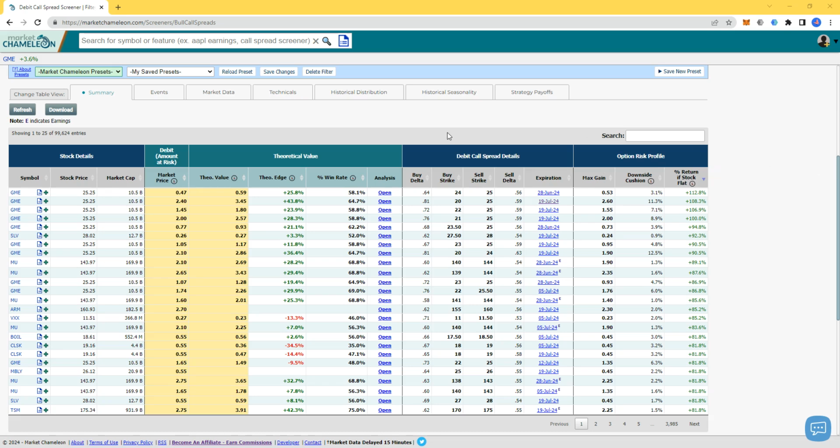Before we get started, of course, this is not financial advice. It's for educational purposes only, and those are just trade ideas and not anything other than that.